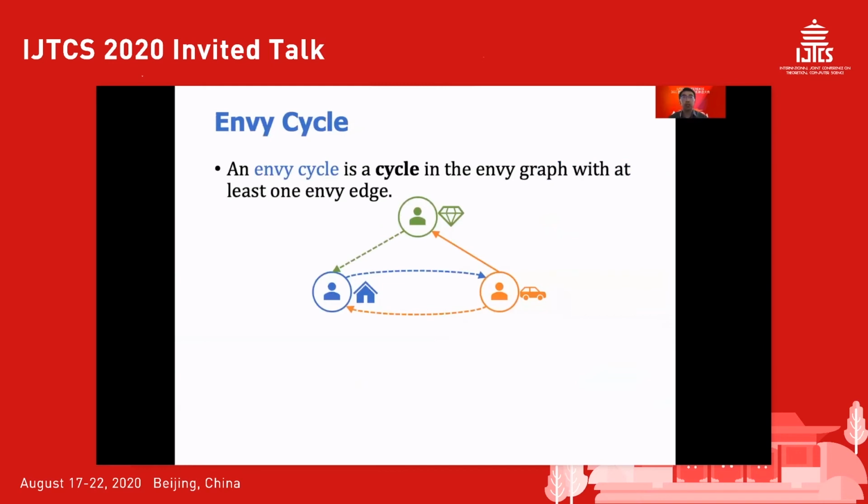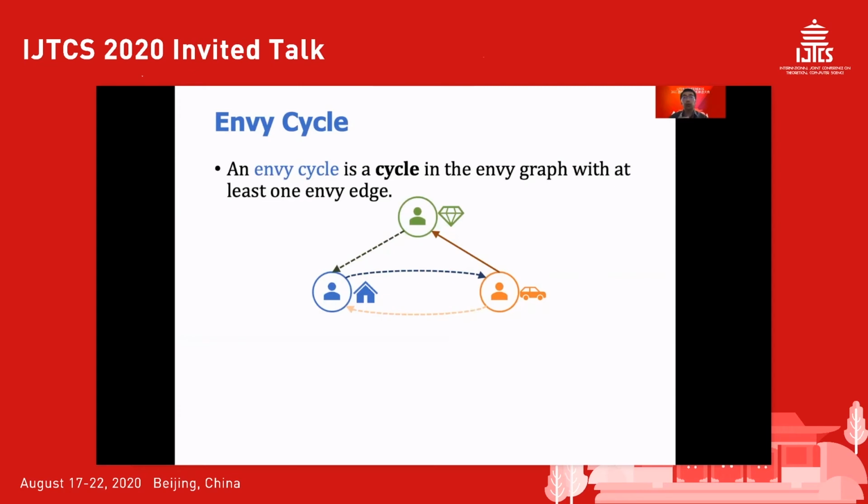The next notion is also defined based on an envy graph. We say an envy cycle in an envy graph is a directed cycle in this graph with at least one envy edge. The other edges could be equality edges, or they could also be envy edges. But together, they form a directed cycle. Again, in this same example, you can see the darkened edges together form an envy cycle.